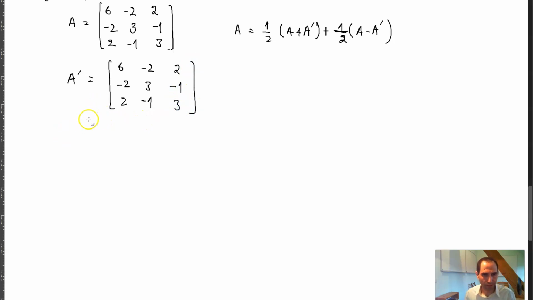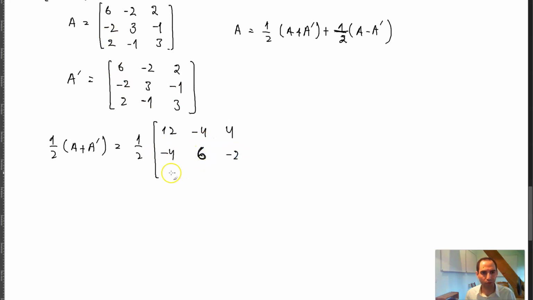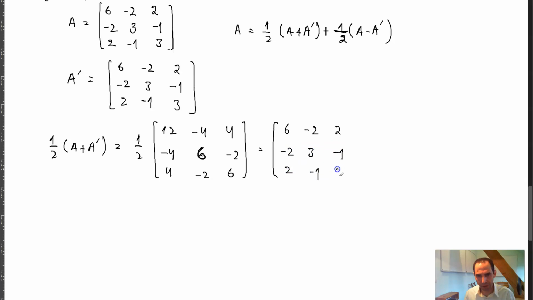Now, we have 1/2 of A plus A prime, which is 1/2 of the sum of these two matrices. 6 plus 6 is equal to 12, -4, 4, -4, 6, -2, 4, -2, and 6, and 12 halves is equal to 6, -2, 2, -2, 3, -1, 2, -1, and 3.